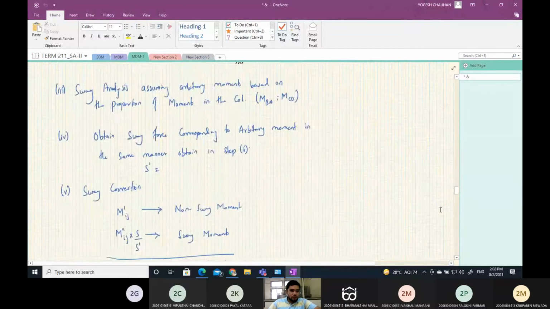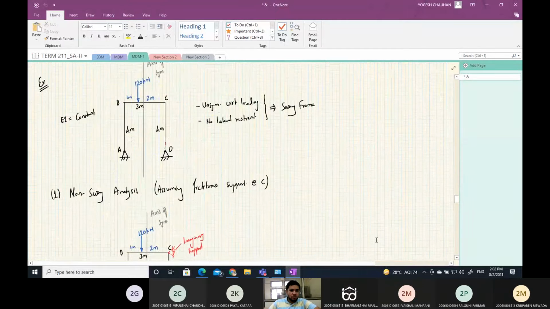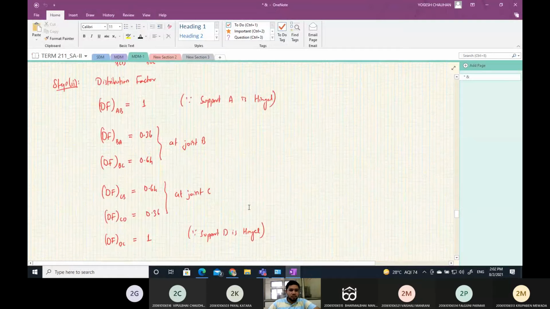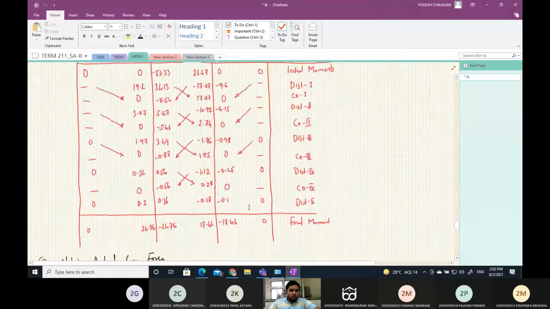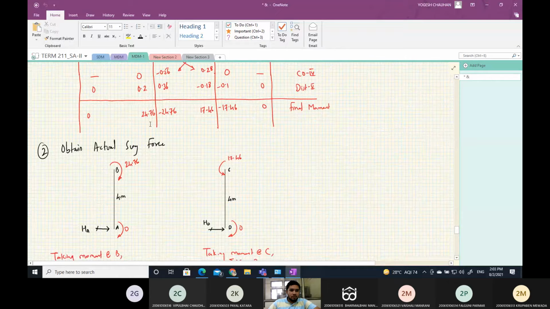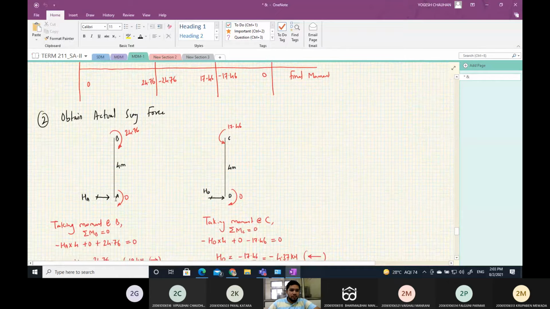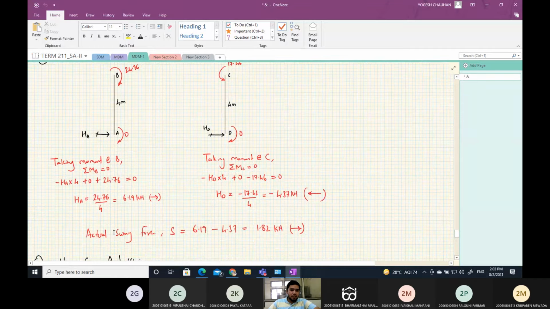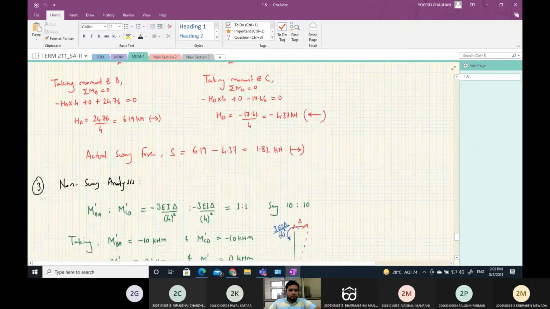In the previous example, we carried out the non-sway analysis in the same manner as we do for the non-sway frame, and we found the final moments by considering the frame as non-sway. From these final moments we find the horizontal reactions at A and D, and from that we find the actual sway force. The actual sway force in this example was 1.82 kilonewton.